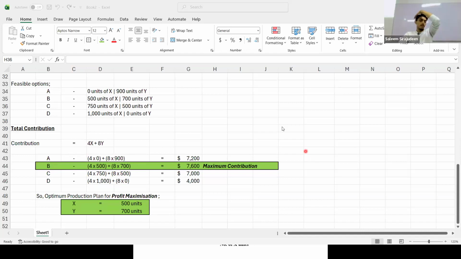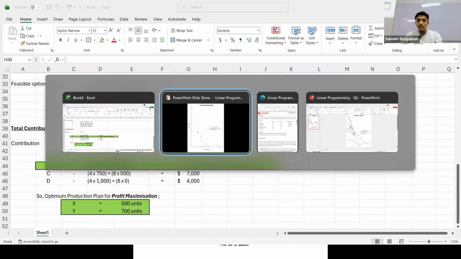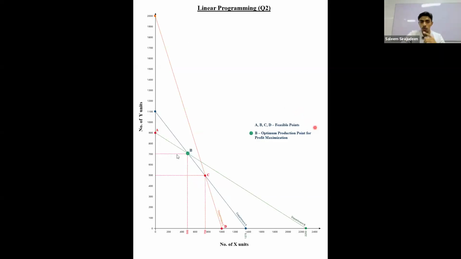Done? Done. Right. Okay. Now here, what did we do? Using the simultaneous equation, we have found the number of units and the point at which you will have the maximum contribution. So eventually we have found the optimum production plan using the simultaneous equation. Yes or no? Right. In order to find that same optimum production plan, there is another way. We have something called the ISO contribution line. Using the simultaneous equation, we have found this point B. B will be the optimum production point.